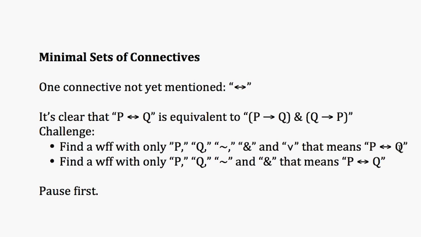And then once you've done that, which is a little bit easier because I think you can see how to get there if you think about what this actually means, find a WOOF that uses only the not and the and. That's a sort of exercise in manipulating these things. It still just means P if and only if Q. But pause the lecture here first, see what you can come up with, and then start again.